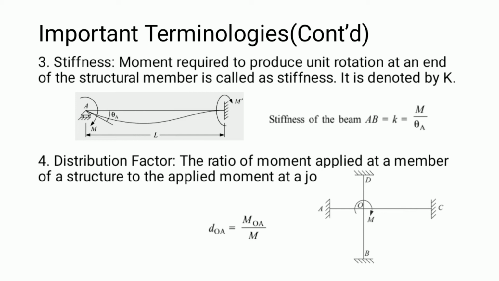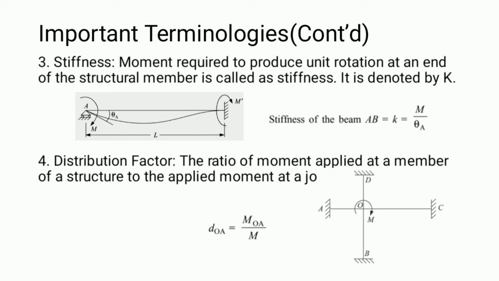So I just repeat here. I have taken a sketch wherein O is the rigid joint, where all the members meet at the joint. At that rigid joint O, I am applying the moment M. That moment is distributed to the overall members, that is OA, OD, OC and OB.